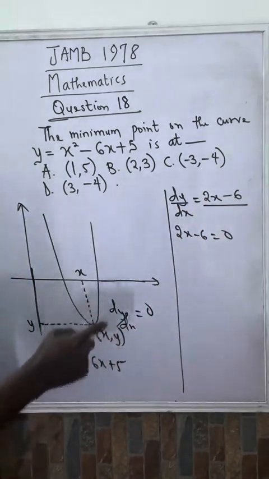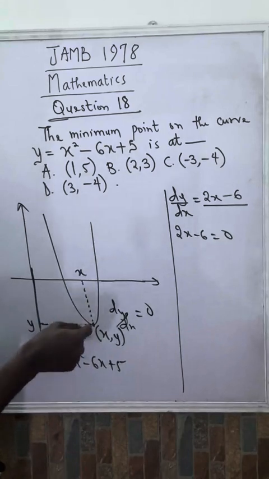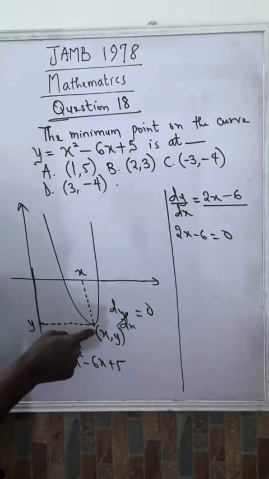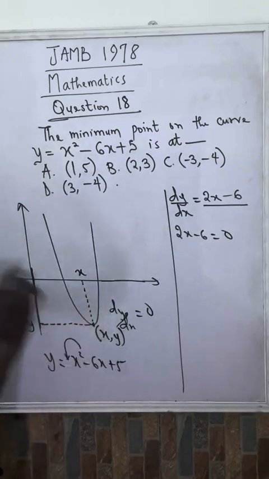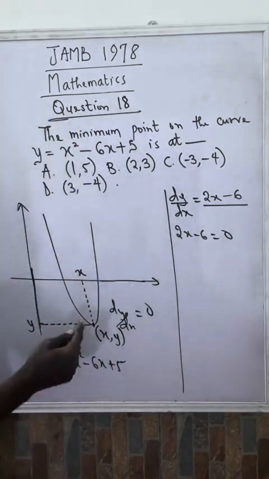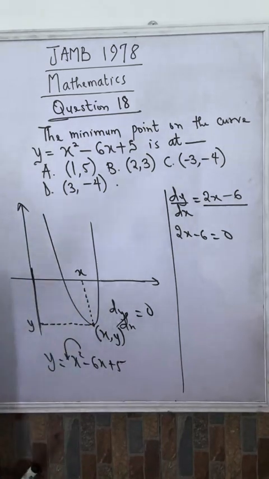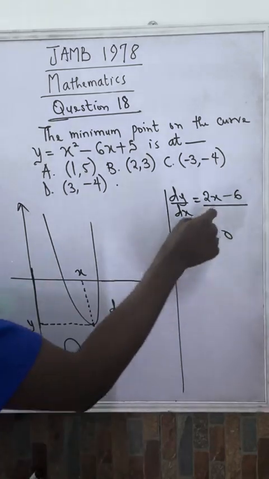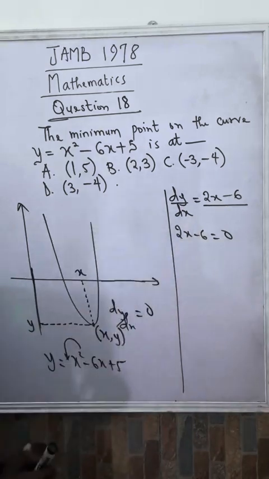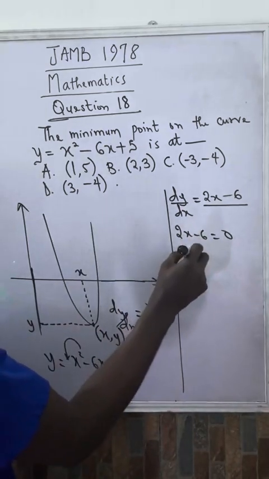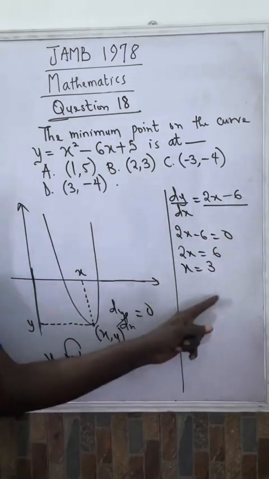What does dy/dx mean? It means the gradient of the curve at the turning point. The turning point is a constant point, so if you take the slope of a constant, you get 0. The gradient of a constant is always 0. So I will set dy/dx to be 0 because dy/dx means the gradient. In that regard, I will get the value of x. I will have 2x equals 6. Divide both sides by 2, x will be equal to 3. So that's the value of x.